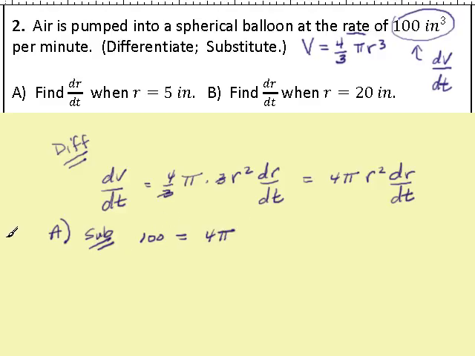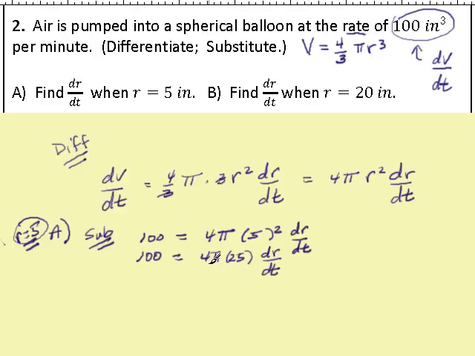For part A, we want to figure out what dr/dt is when r is equal to 5. So we're going to substitute in 5 right over here. And now the only thing that's left is dr/dt, so we're just going to solve for that. All right, so we have 100 is equal to 4π times 25 dr/dt.